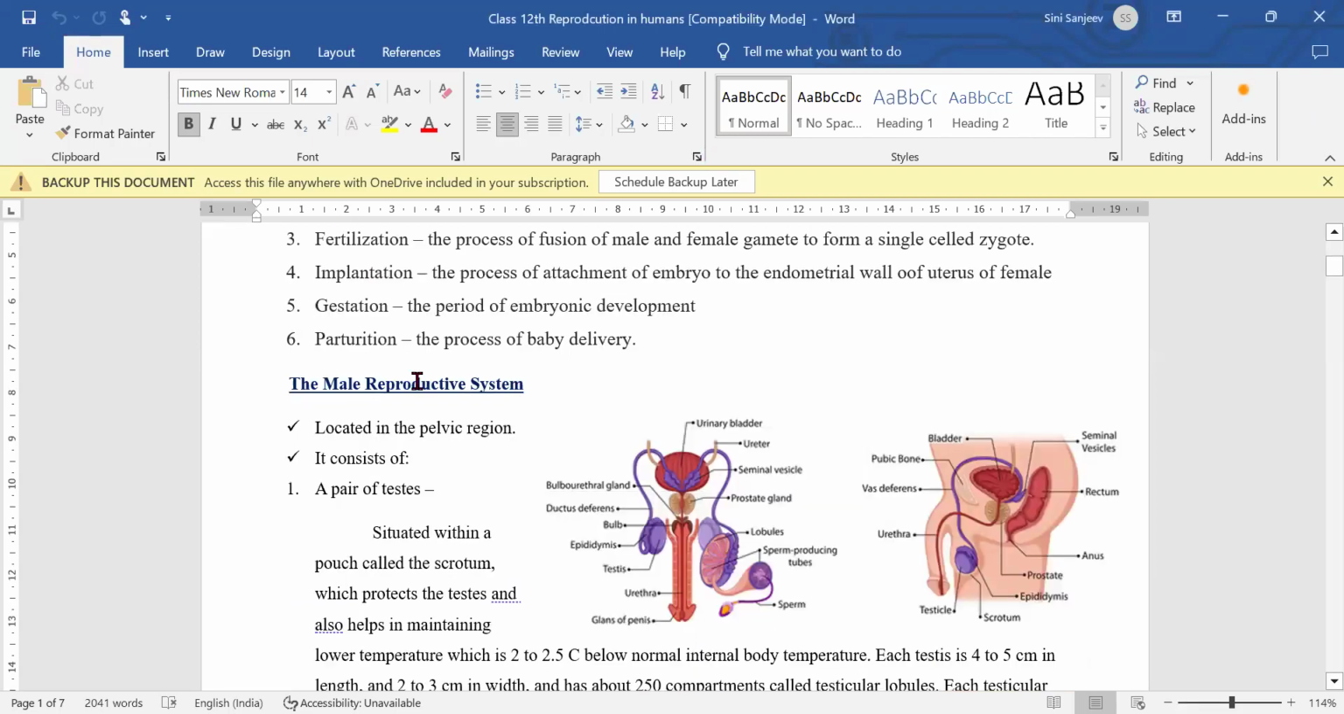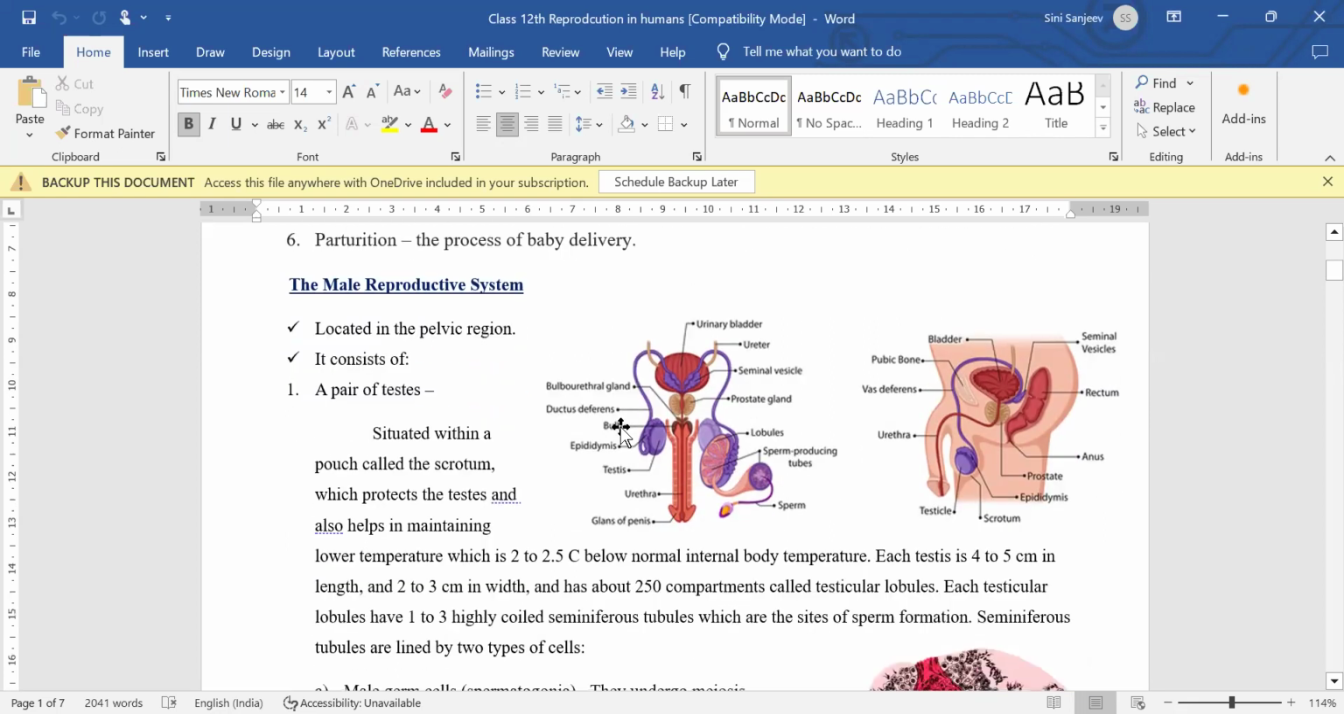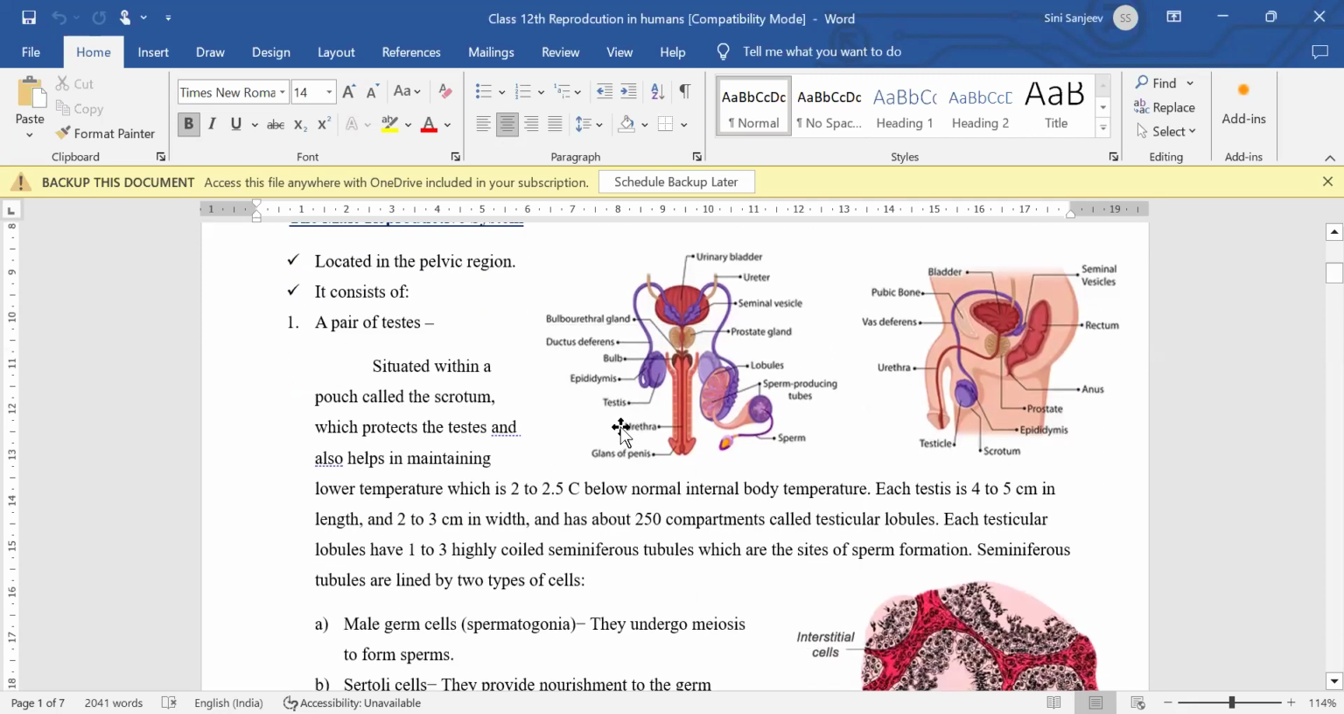Okay. So if you see over here, as I was saying, the first part is the pair of testes. As I told you, this is present inside a pouch, which is called the scrotum. So if you see this pair over here, the small thing, this is the scrotum. Inside this, the testis is present. The reason why it is present inside this pouch is that the testis needs to be maintained at 2 to 2.5 degrees Celsius less than the body temperature. So that is the first reason why it is present inside the pouch.